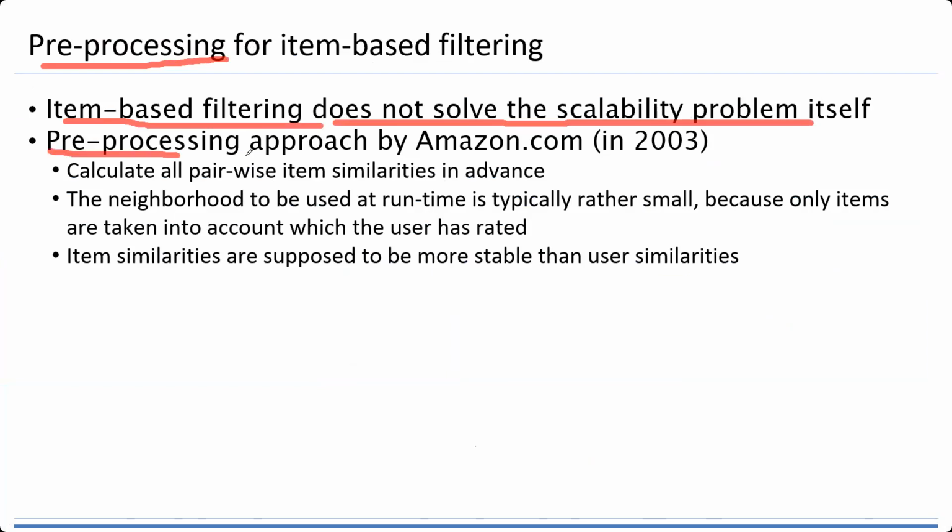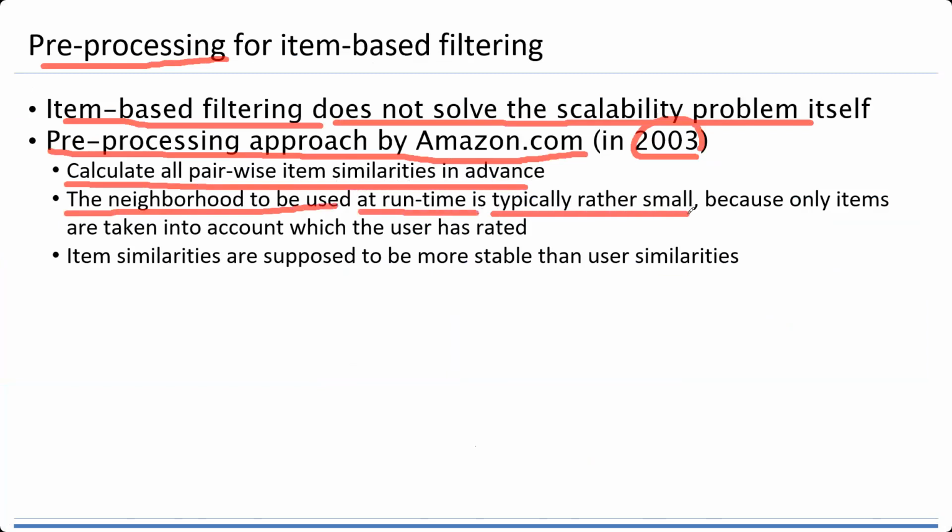The pre-processing approach by Amazon.com in 2003. Okay. So they try to calculate all pairwise item similarity in advance. The neighborhood to be used at runtime is typically rather small because only items are taken into account which the user has rated.